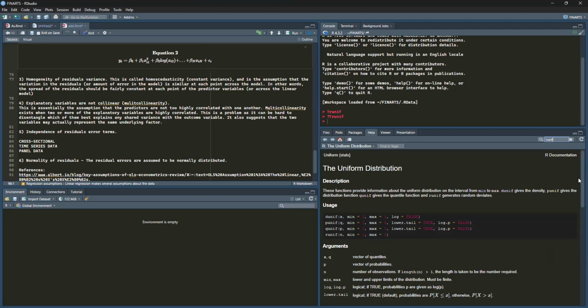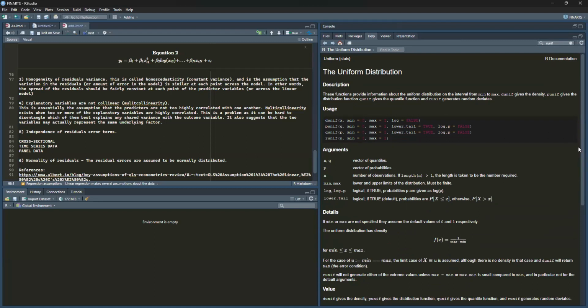So runif is a function that comes from the stats package. We don't need to install this because it comes pre-packaged with R. These functions are d for uniform density, p, q for quantile, and r for random. So the uniform distribution functions provide information about the uniform distribution. What is the uniform distribution? It's different from the normal distribution. Scroll down and look at the syntax of runif.